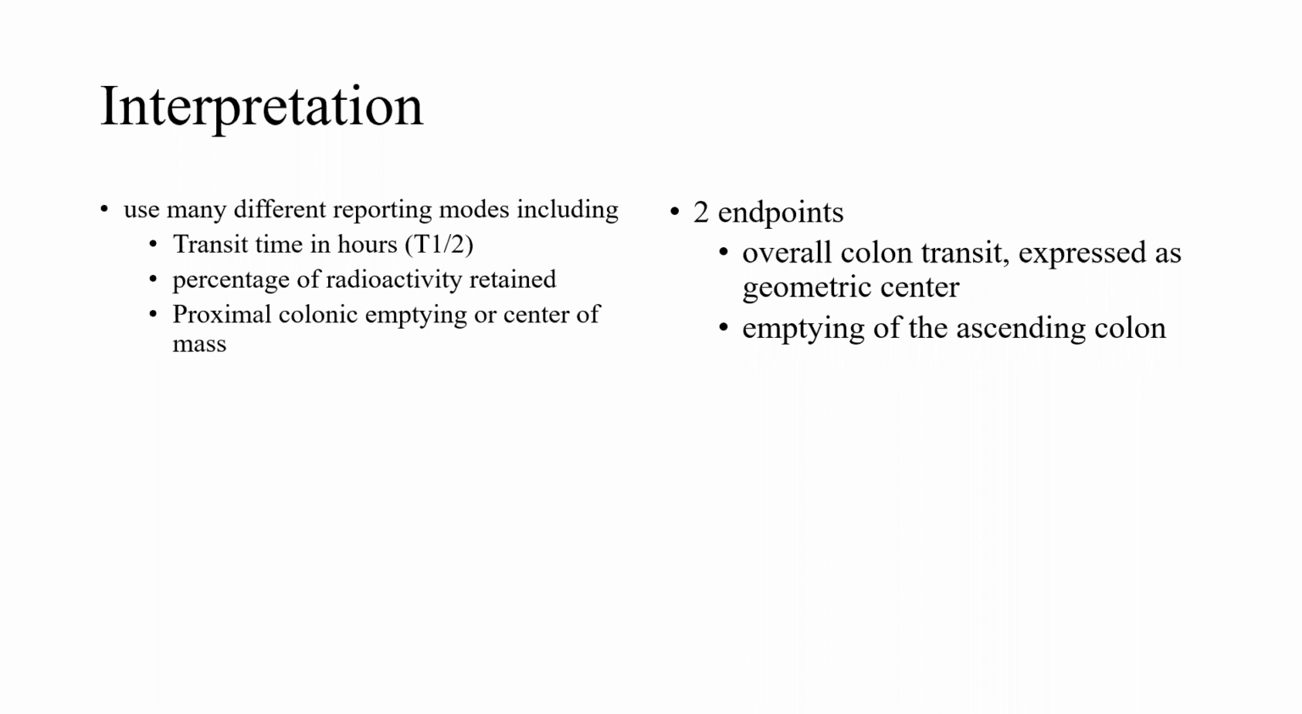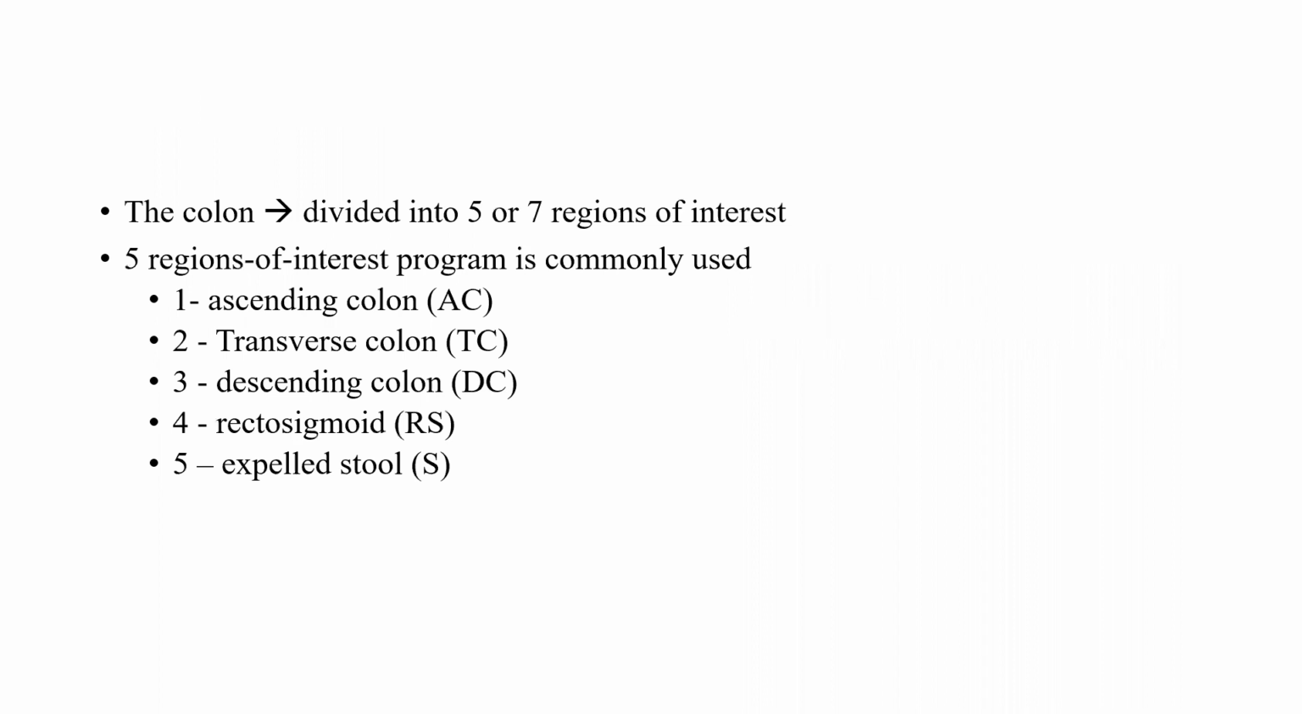There are two endpoints, in fact: overall colonic transit, which is expressed as geometric center, and also emptying of the ascending colon. So the colon, in fact, is divided into 5 or 7 regions of interest. The 5 regions of interest are mainly the ascending colon, transverse, descending, rectosigmoid, and also expelled stool.